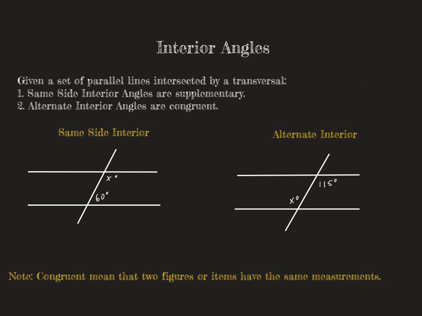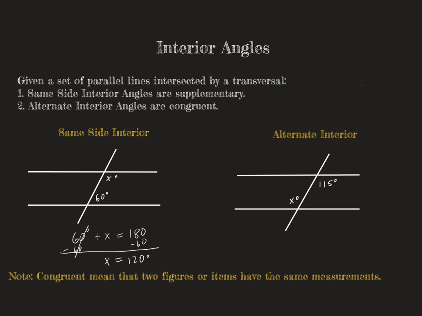So that means 60 plus x is going to be equal to 180. To find the value of x, the only thing you need to do is subtract 60 from both sides. And now you have x is equal to 120. Again, this is because same side interior angles are going to be supplementary.